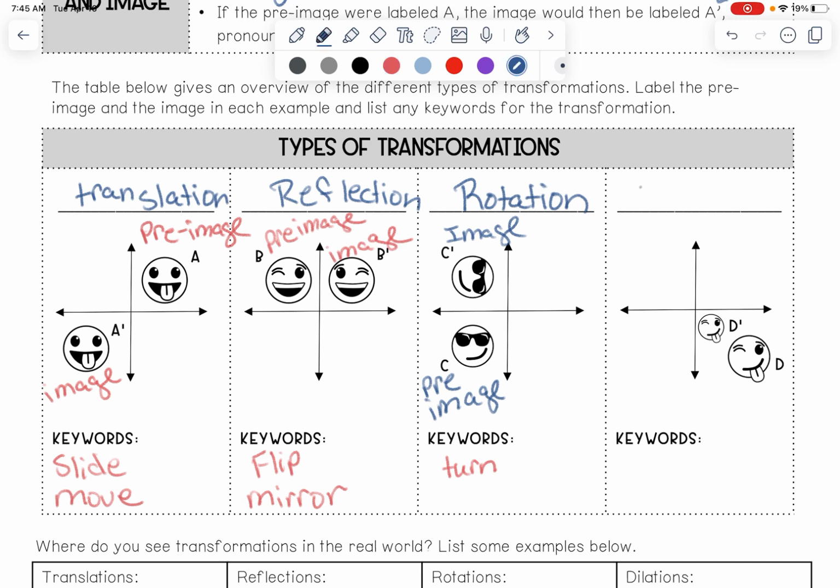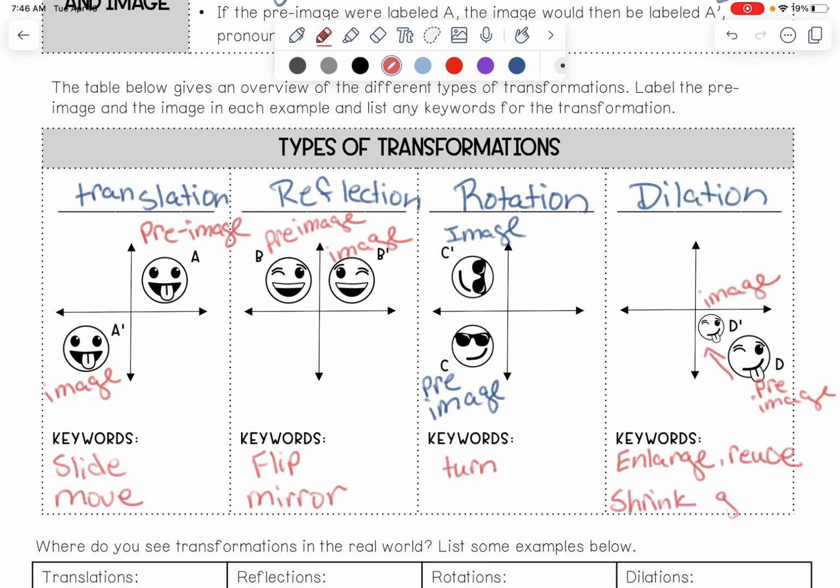And the last one is called a dilation. In this case, our pre-image is this big one here, and our image is the little one. So it went from the big one to the little one, and it's going to be enlarge or reduce. Or we could say shrink and grow.